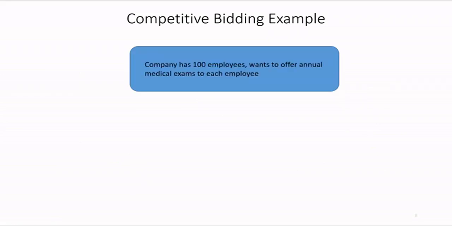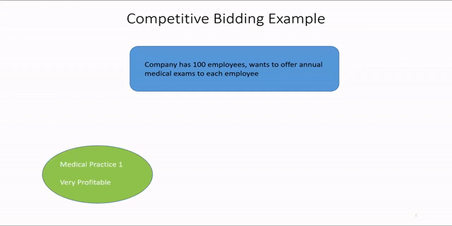Let's look at this in a little bit different way, considering a competitive bidding example. Let's say there's a company in our town that has 100 employees, and this company wants to offer free annual medical exams to each employee in order to emphasize the importance of employee health. And so they go out and talk to medical practice number 1 in town, which has a very good reputation. They've been in practice for a long time, and they ask them to submit a bid to provide 100 medical examinations to these employees.